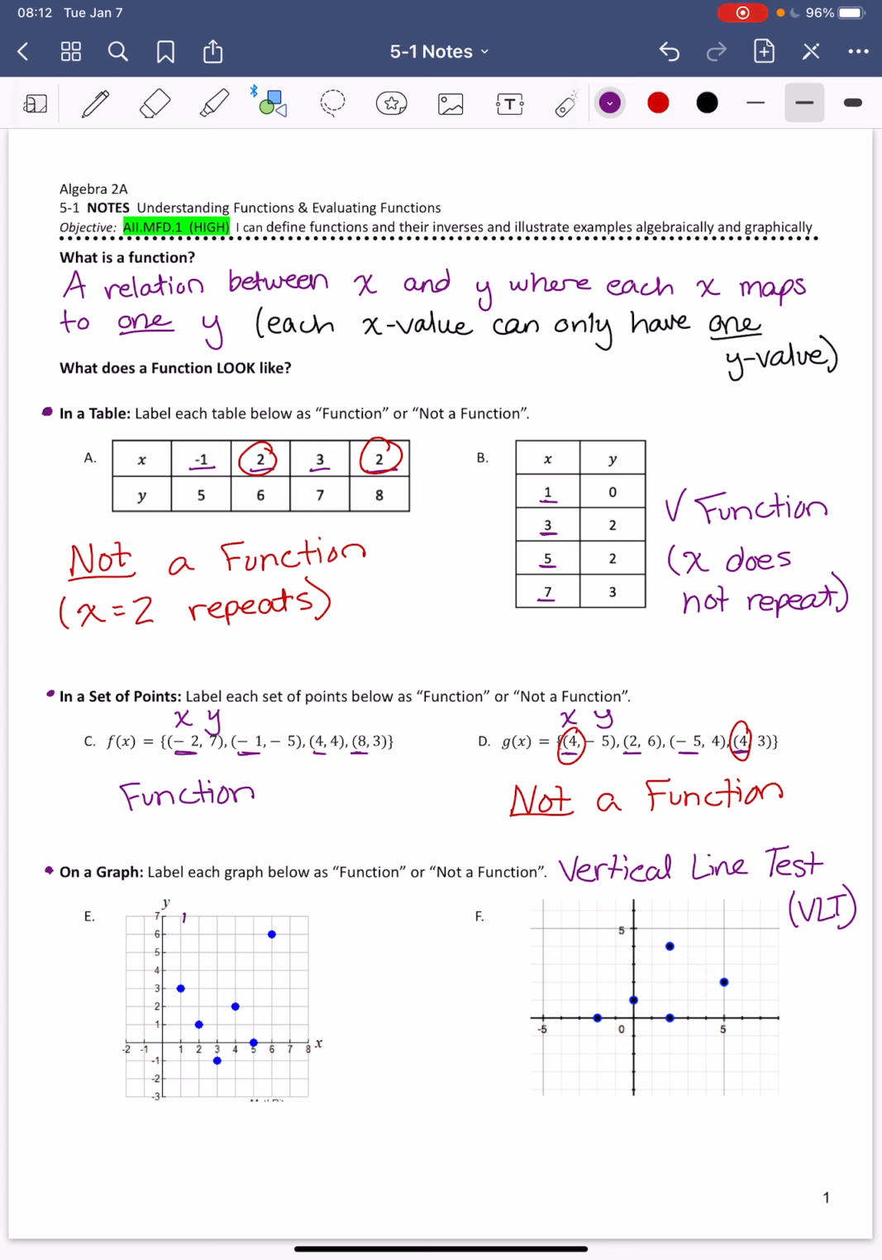So on graph E, I'm going to do this. And for this graph, I only care about the points specifically, so I'm just going to draw through those points. Oh, it's a bit off. Let me fix that. There we go. So as you can see, on each vertical line I drew, there is only 1 point on it. This is what it looks like when it passes the vertical line test. If it passes the vertical line test, then it is a function.